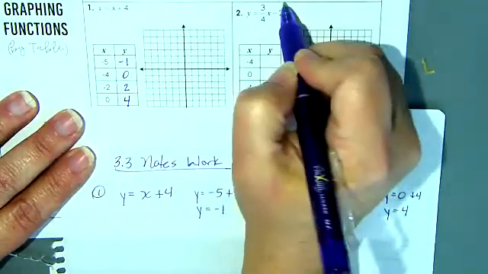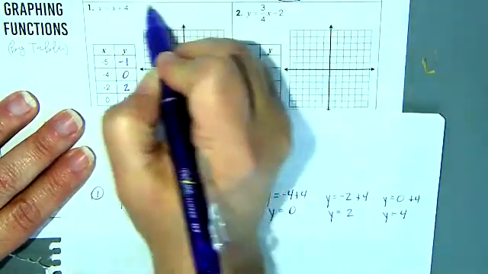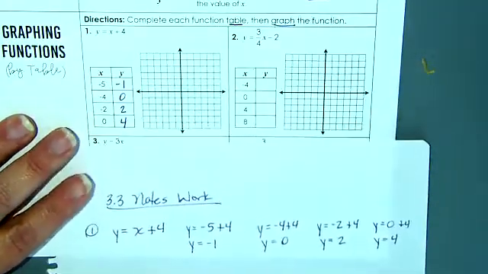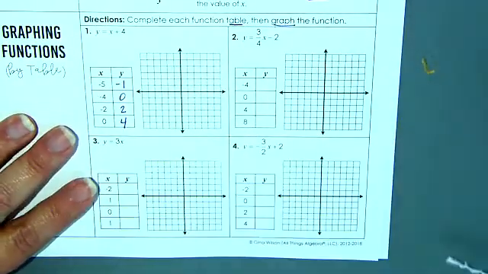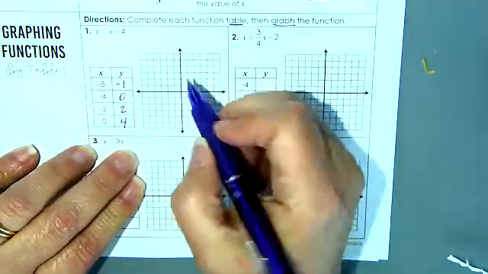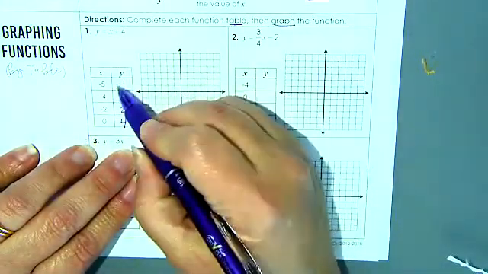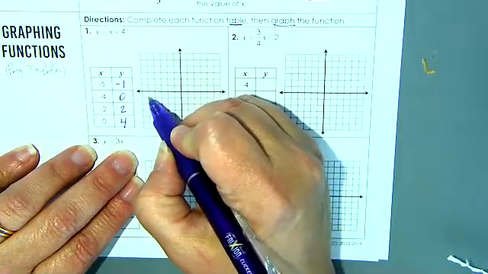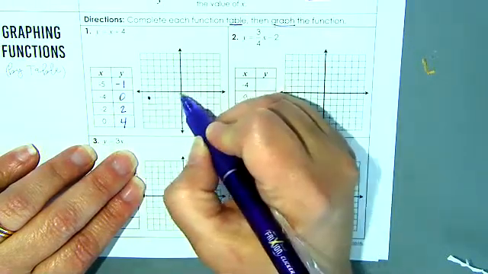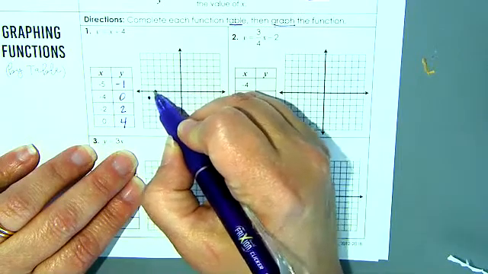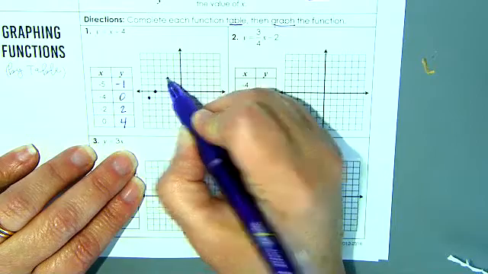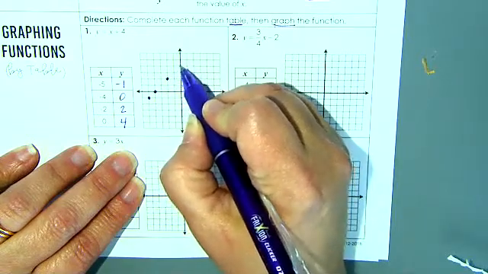And then next it says to graph. So I've completed the table and now I need to graph my points. So I now move my work and I'm going to plot my points. I'm going to have -5, -1. So that's -5 on the axis, 1, 2, 3, 4, 5, and -1. There we go. -4, 0. -2, 2. And 0, 4.